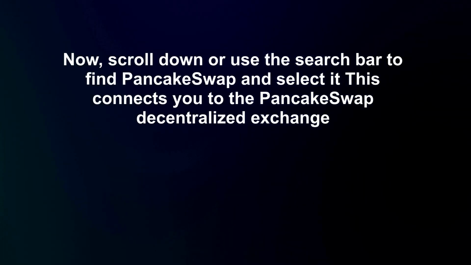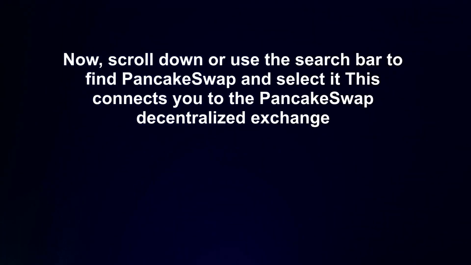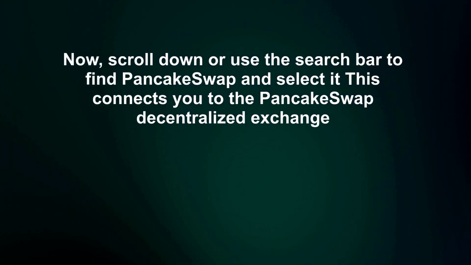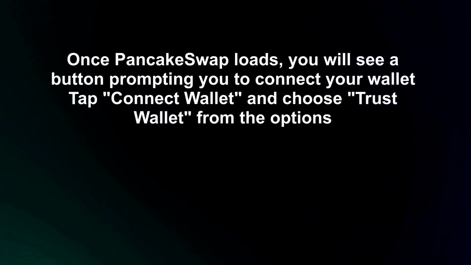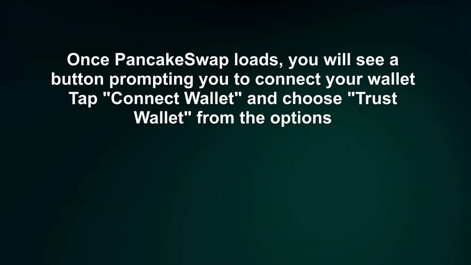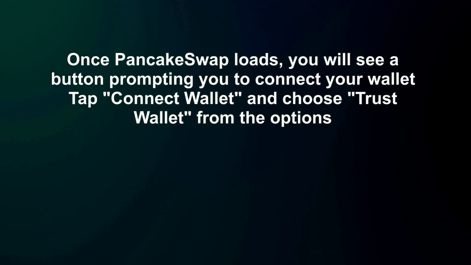Now, scroll down or use the search bar to find PancakeSwap and select it. This connects you to the PancakeSwap decentralized exchange. Once PancakeSwap loads, you will see a button prompting you to connect your wallet. Tap Connect Wallet and choose Trust Wallet from the options.